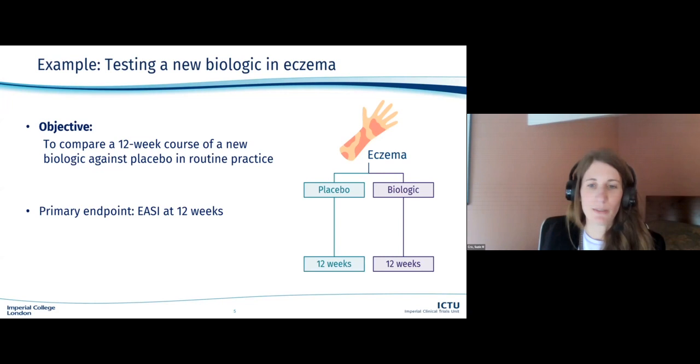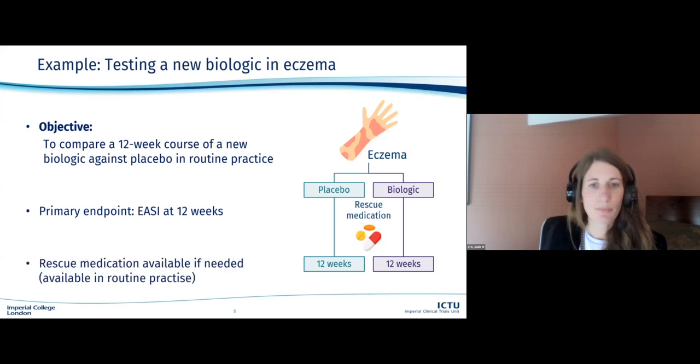Now, the primary objective of this trial is to compare a 12-week course of a new biologic against placebo in routine practice. The primary endpoint is to be the severity of eczema at 12 weeks, and this will be assessed by the Eczema Area and Severity Index. That's the EASI for short. This is a core outcome that's used in studies of eczema.